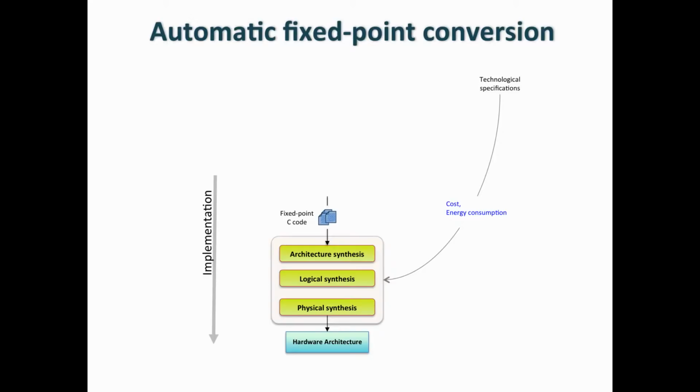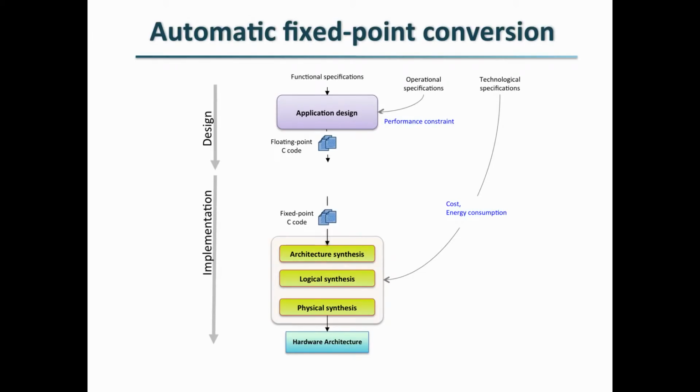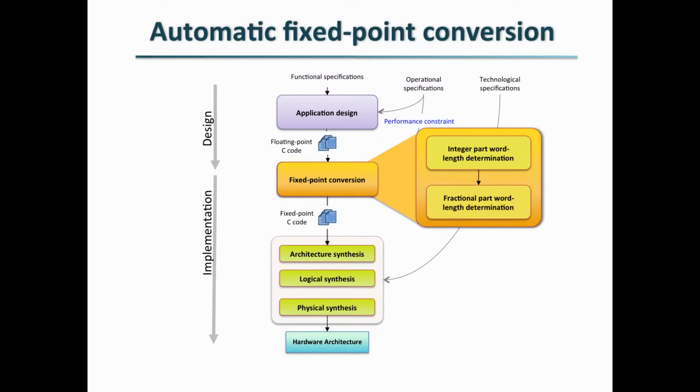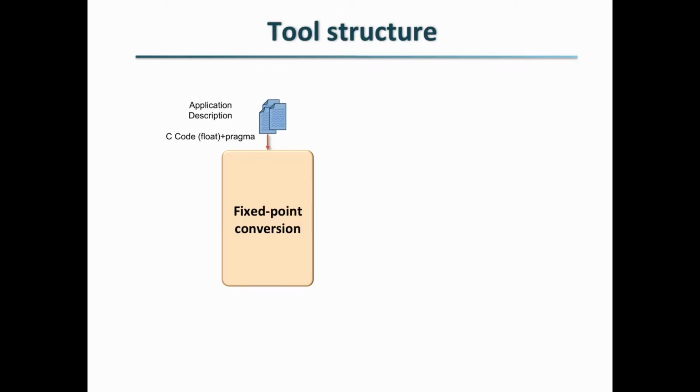Commercial tools like Catapult C can be used to design the architecture at the RTL level from a fixed-point description of the application. Thus, the goal is to bridge the gap between the floating-point description developed by the algorithm designer and the fixed-point description used as the input for the high-level synthesis tool. During this transformation, the word lengths for the integer part and the fractional part are determined. Let's have a look at the tool specification.